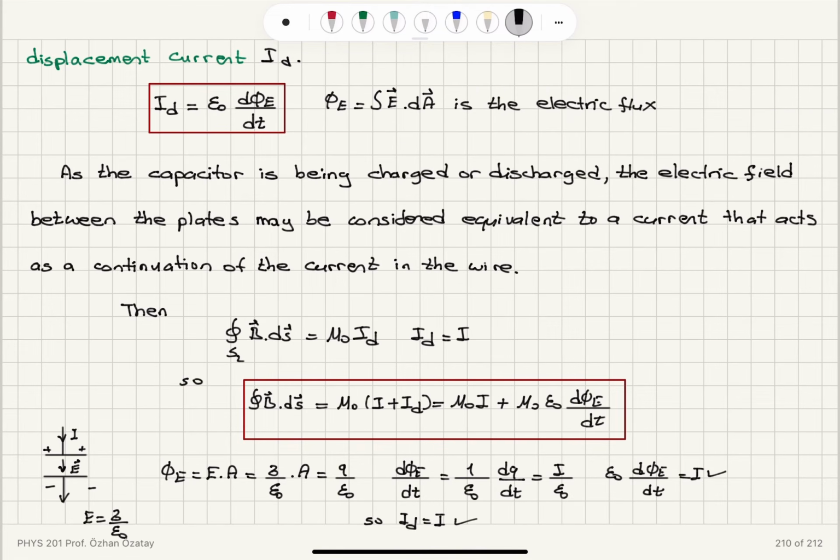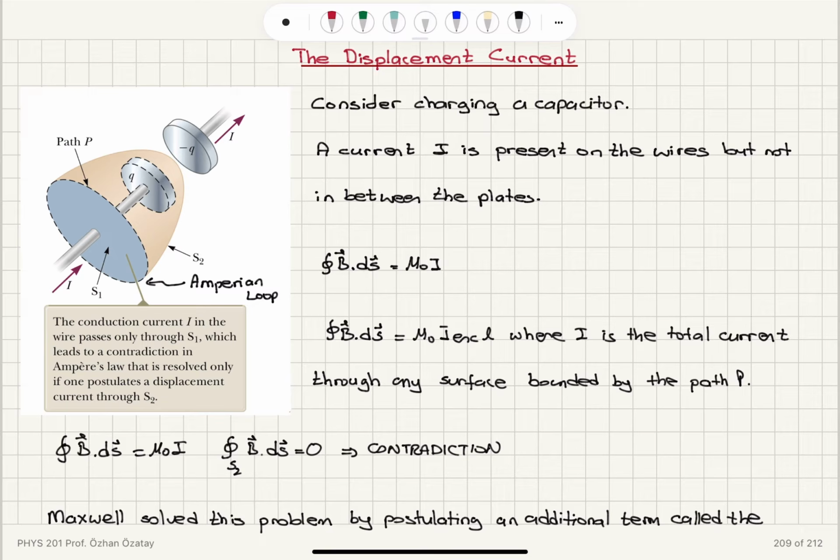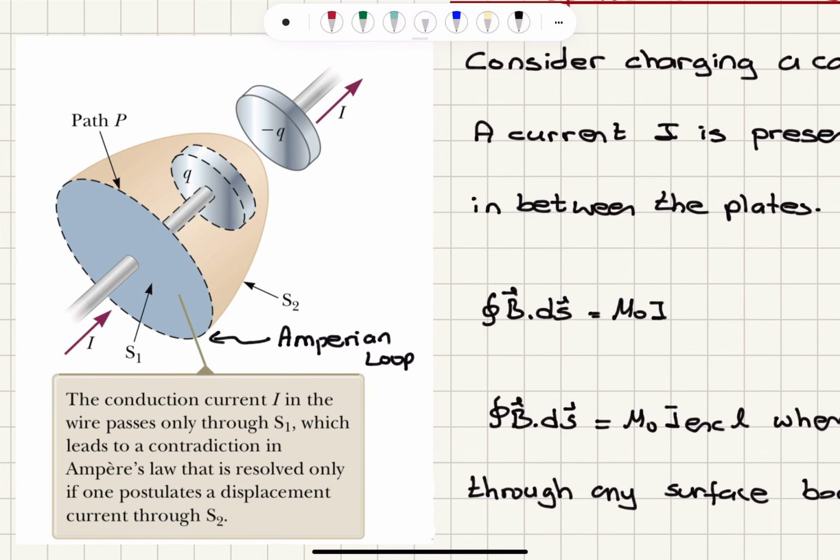Okay, so here we have talked about a contradictory situation where if you consider the charging or discharging of a capacitor, where there is a current on the wires that is bringing the charge to the plates of the capacitor, but there is no current in between the wires. If I write Ampere's law as it was given, the closed path integral B ds is equal to mu 0 I enclosed, B dot product with ds, where I is the total current through any surface bounded by this path.